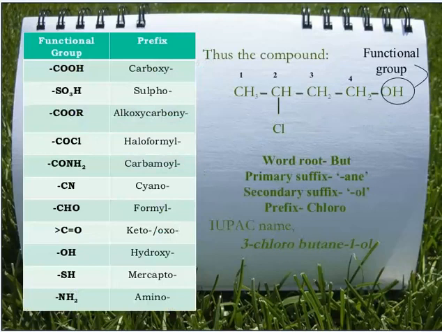The prefixes of some functional groups: COOH, the prefix is carboxy; SO3H, sulfo; COOR, alkoxycarbonyl; COCl, haloformyl; CONH2, carbamoyl; CN, cyano; CHO, formyl; C double bond O, keto or oxo; OH, hydroxy; SH, mercapto; NH2, amino.